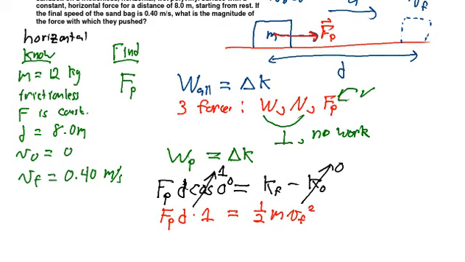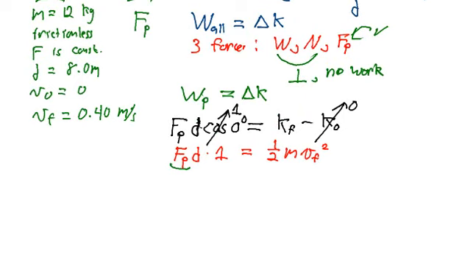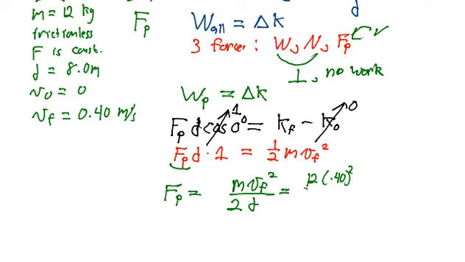So to solve for our unknown, which is the pushing force, we just have to do a step of algebra and cross multiply, so the pushing force will equal m v final squared divided by 2 times d. Alright, so using the numbers from our problem, we would have 12 times 0.4 squared divided by 2, and then divided by the distance, which is 8.0 meters.